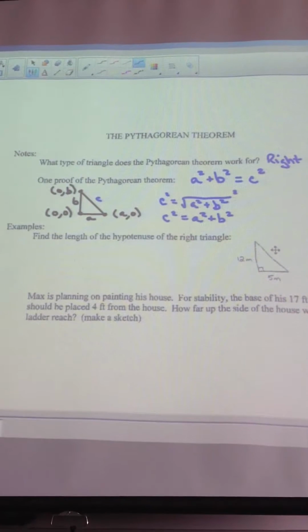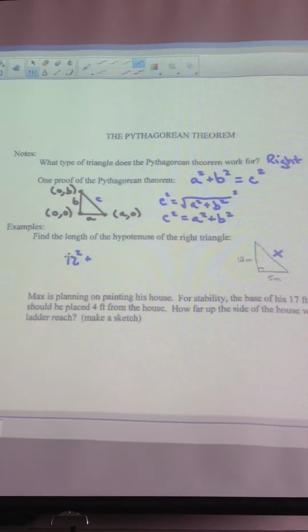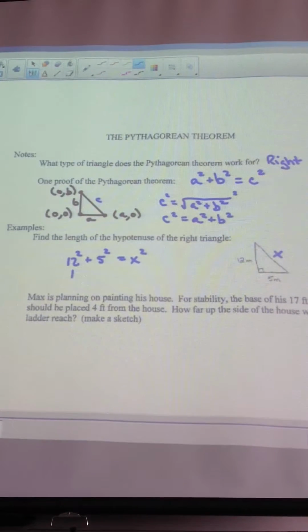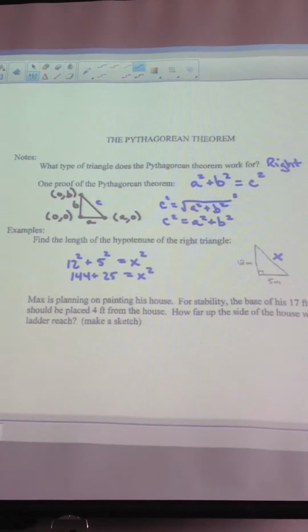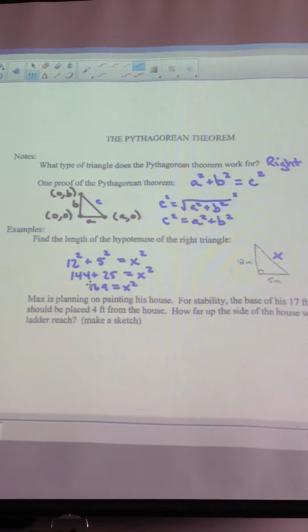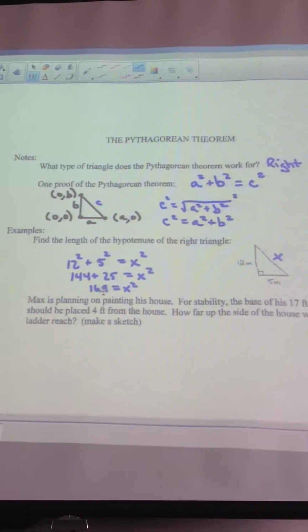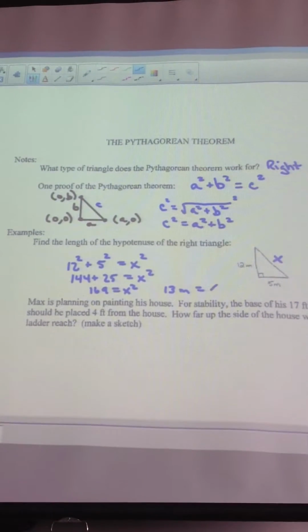So in this problem, if we are going to find the hypotenuse, I will call it x. We will take 12 squared, add that to 5 squared, and we end up with x squared. 12 squared is 144. 5 squared is 25. That will be x squared. Add those together and you have 169 equals x squared. And then you need to find the square root button on your calculator. Sometimes it involves the shift button or the second function button. But find the square root button, type in the square root of 169, and you should get an exact answer of 13. So for this problem, the length is 13 meters.